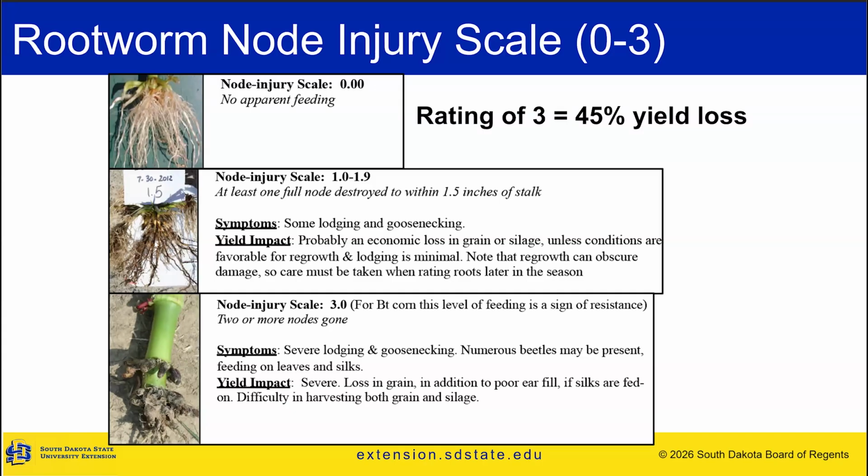You'll notice discoloration. When you get to a rating of 1 to 1.9, you're looking at somewhere in the ballpark of 15% yield loss. A rating of 2 to 2.9, you're looking at 30% yield loss. And if you get to a rating of 3, it's about 45% yield loss from research studies.